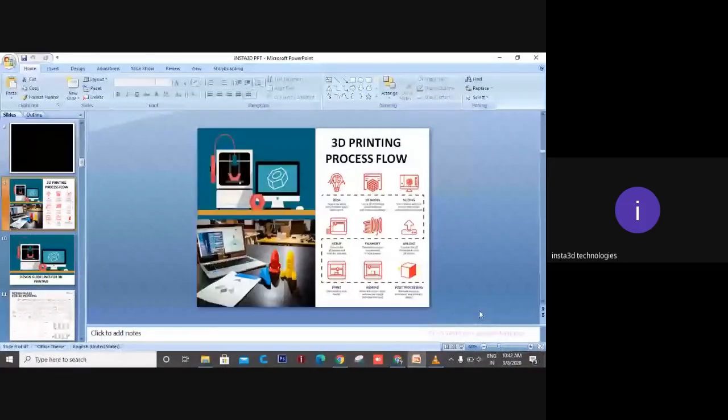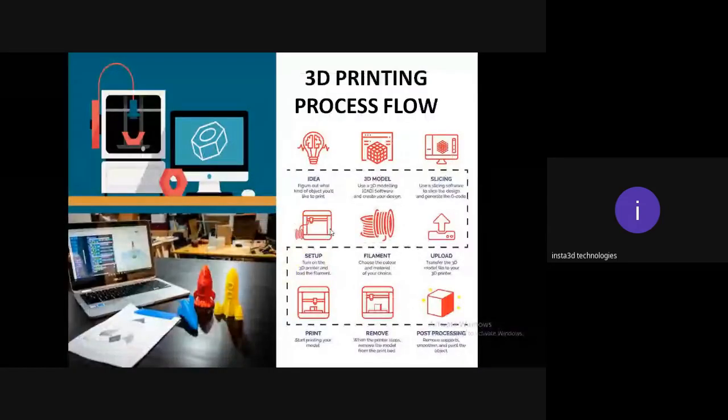So that is the process behind 3D printing technology. The raw material can be a metal, a plastic, or a polymer material, anything it can be. And that process is called FDM, fused deposition modeling method. So I will come into the process.